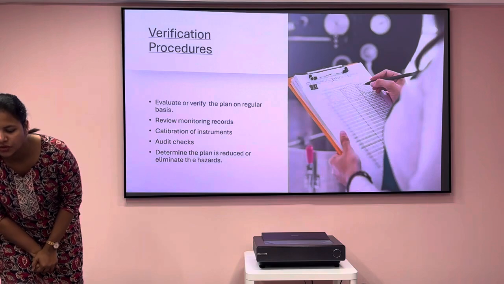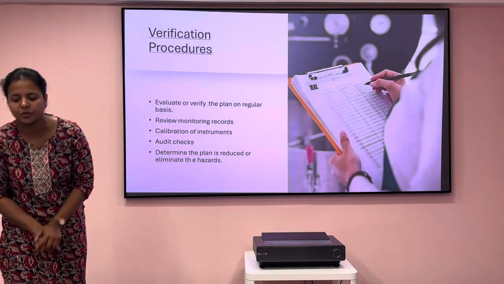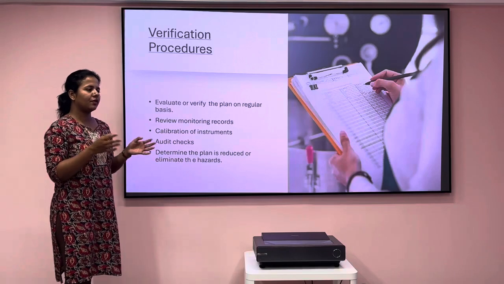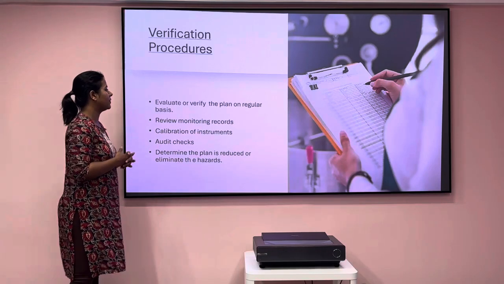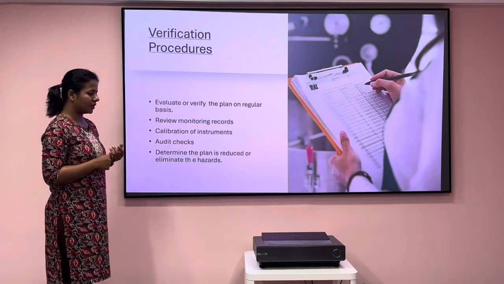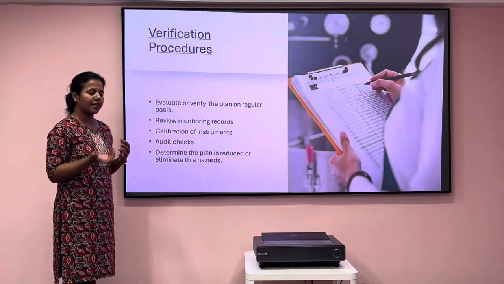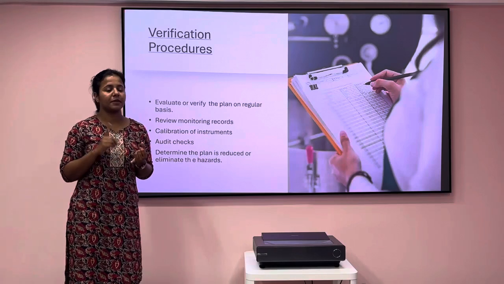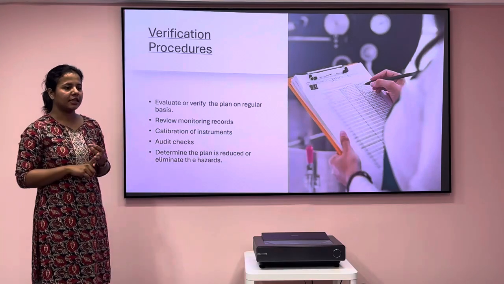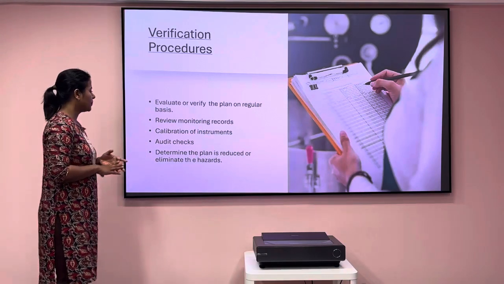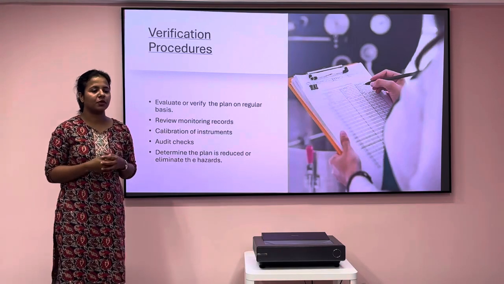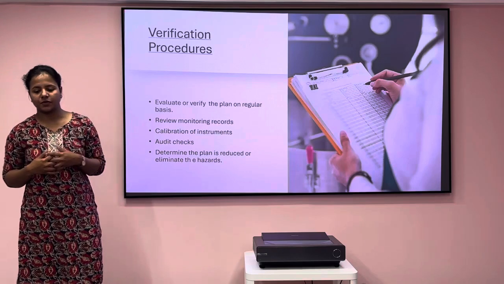And verification of procedures. Verification of procedure means what? Verify all the procedures in the entire food production flow. We need to verify and evaluate on a regular basis. How can we verify? We can check the monitoring records, temperature logs, and check whether the equipment is calibrated or not. And audits, we have already done the food safety audits. Check the audit report. Like that, we can verify.